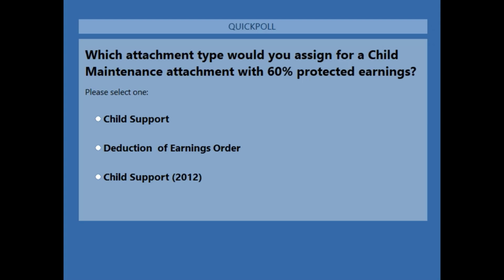So which attachment type would you assign for a child maintenance attachment with 60% protected earnings? Fab, and again, looks like most of you got that right, but all shall be revealed very shortly.